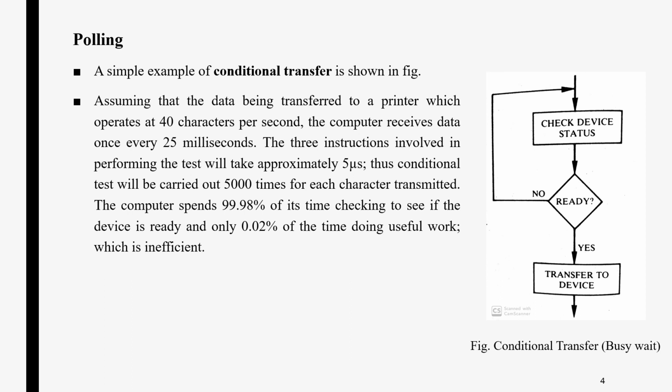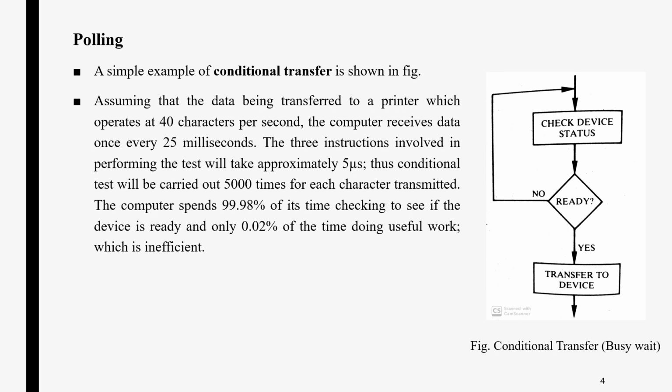One example given here: assume that the data is being transferred to a printer, which operates at 40 characters per second. The computer receives the data once every 25 milliseconds. The three instructions involved in performing the test will take approximately 5 microseconds. Thus, the conditional test will be carried out 5000 times for each character transmitted. So the computer spends 99.98% of its time checking to see if the device is ready, and only 0.02% of the time doing useful work, which is inefficient.